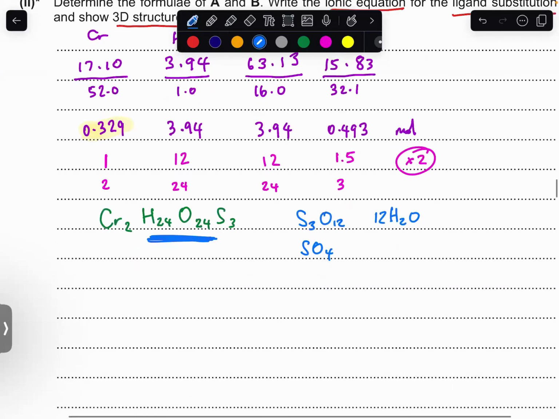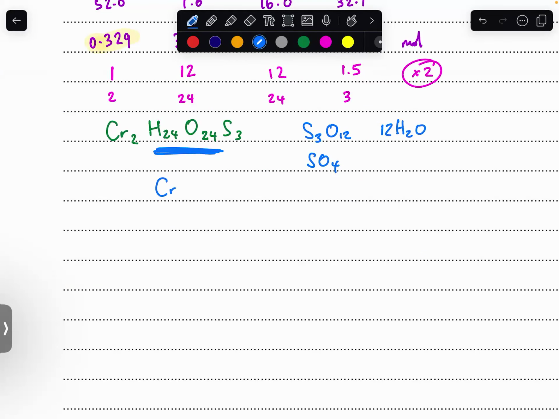So that's going to give us chromium sulfate, Cr2(SO4)3. Remember, there's 3 lots of that. Dot, because it's a hydrated compound, 12 H2O. Yep.